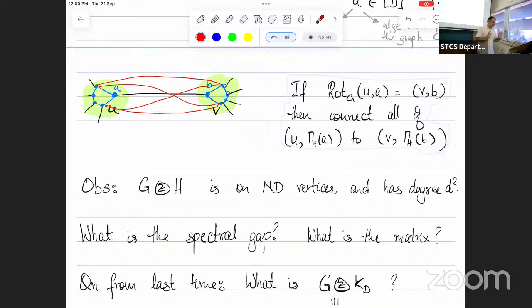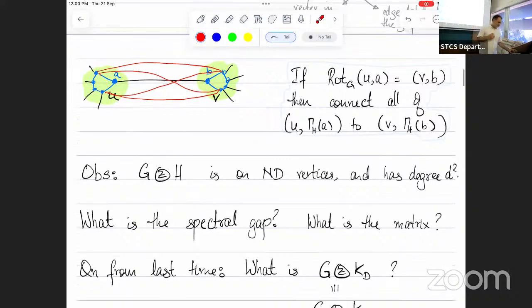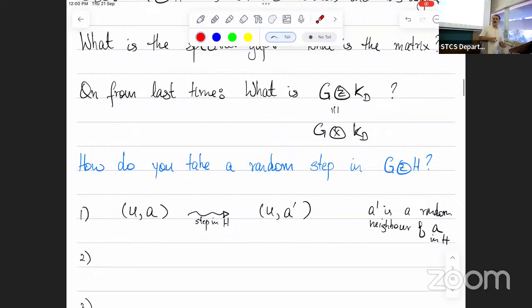So maybe if we are at some U comma A, then every edge in the zigzag product corresponds to U. So you look at every neighbor that you have, and each of those neighbors led to you having D.